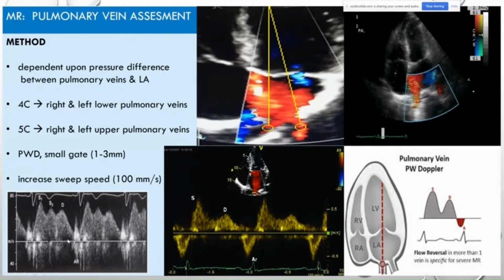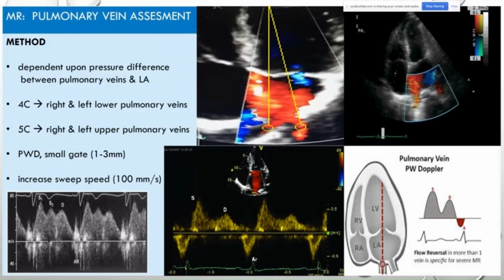So you're going to get it in 4-chamber, 5-chamber. Just know that you have 4 pulmonary veins returning to the left atrium. In 4-chamber, you see your right and left lower pulmonary veins. In 5-chamber, you see your right and left upper pulmonary veins. You want a small range gate, and you do not want to go more than 1 to 2 centimeters into the pulmonary veins. Remember, the pulmonary vein flow into the left atrium is going to depend on that pressure difference.